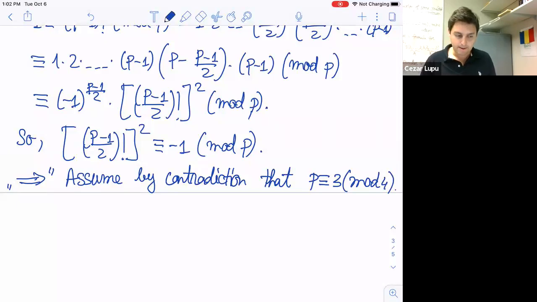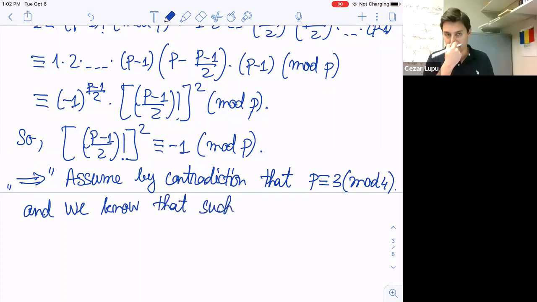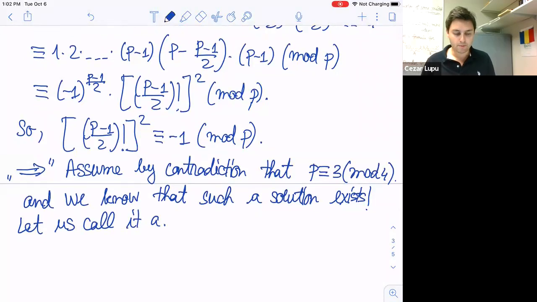And now assume that such a solution of our congruence exists. Well, let's call it A. All right. So this implies what? Well, now we're going to use Fermat's little theorem. So we know that.